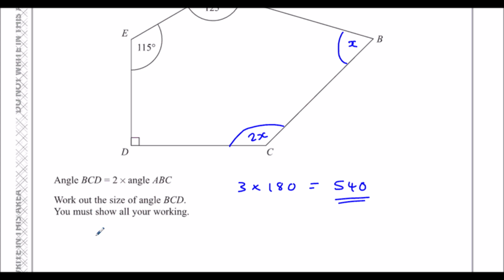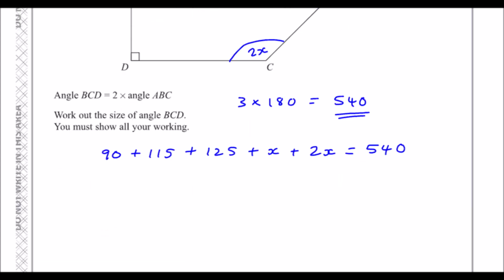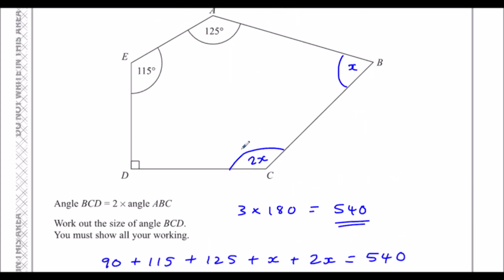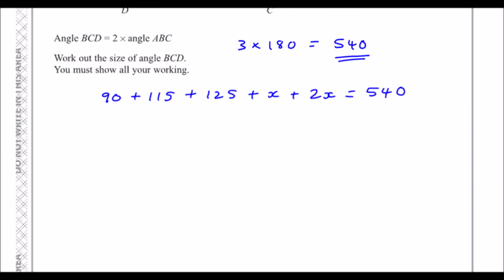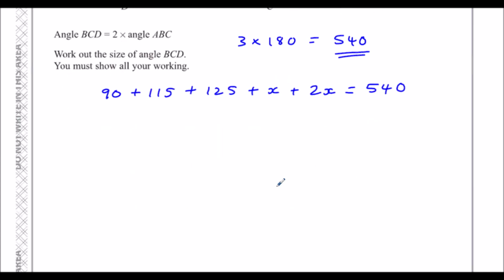So we've got a 90 degree here, plus 115, plus 125, plus x, plus 2x, equals 540. So now we just need to solve this equation. And actually, we need to find 2x. So solve the equation and then double the answer. So 90 plus 115 plus 125. That's 330.